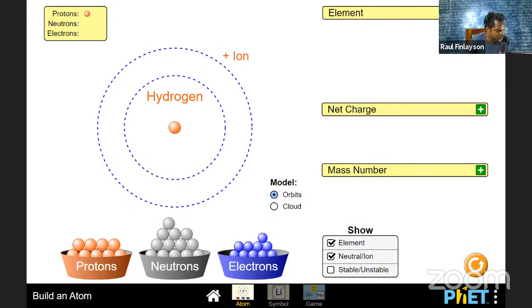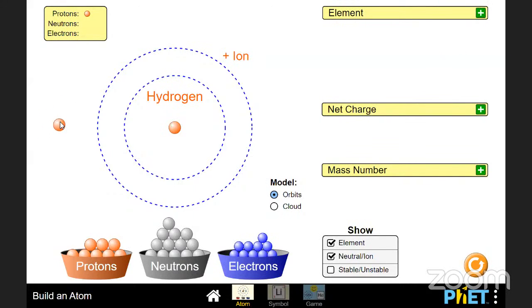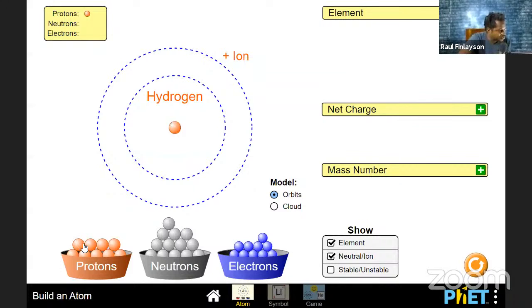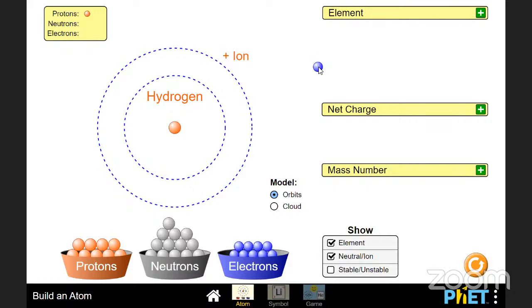So yes, protons, as you can see, and I want to show you something here. If I take up the proton, what color do you see? What is the color of this proton on the screen? Orange. All right, fine. And what color is this electron? Blue, or it can have a purplish color to it, but mostly blue.